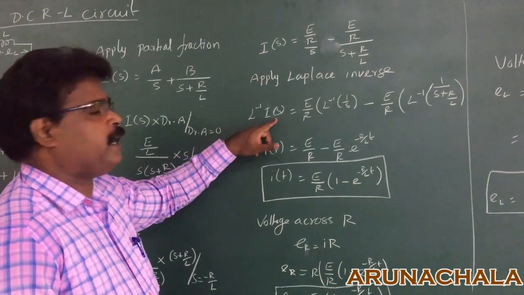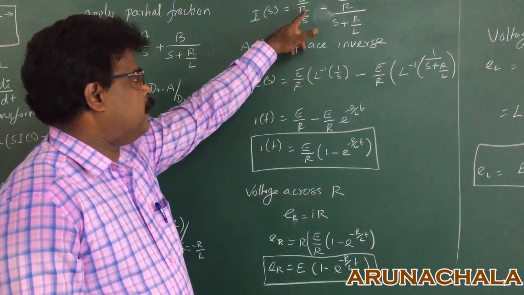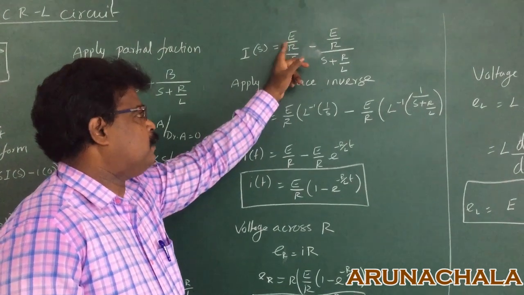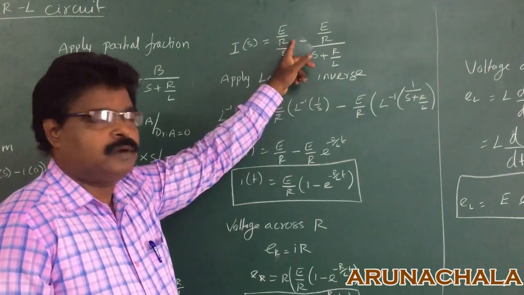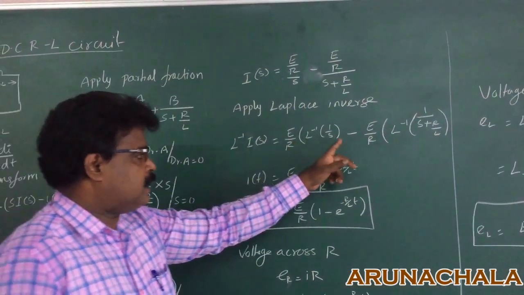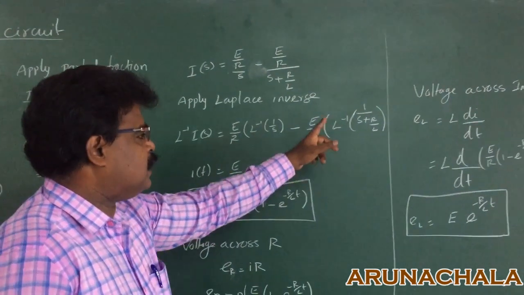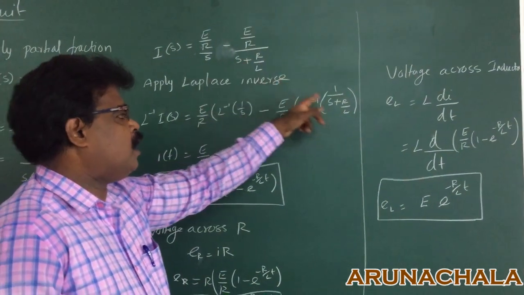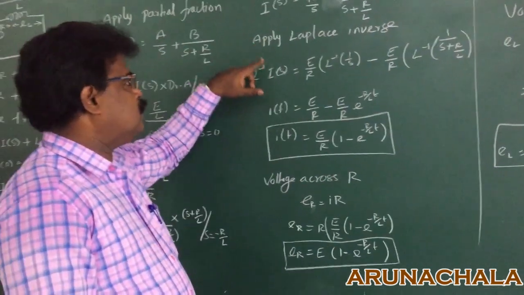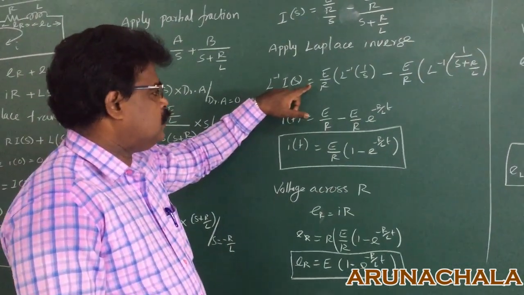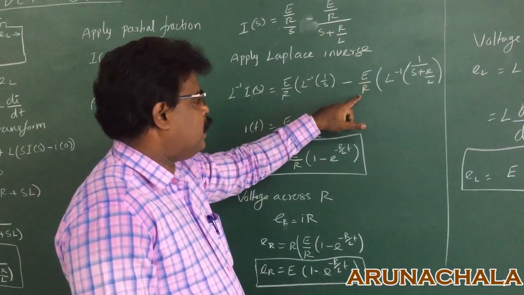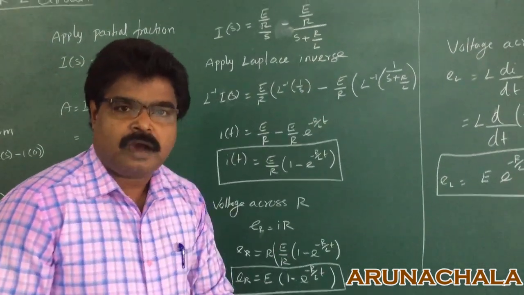So Laplace inverse of I of s is equal to e by r into Laplace inverse of 1 by s. This can be written as e by r into 1 by s, so you can take e by r outside. Minus, here also you take e by r outside, the Laplace inverse of 1 by s plus r by l. Right? So Laplace inverse of I of s equals e by r into Laplace inverse of 1 by s minus e by r into Laplace inverse of 1 by s plus r by l.